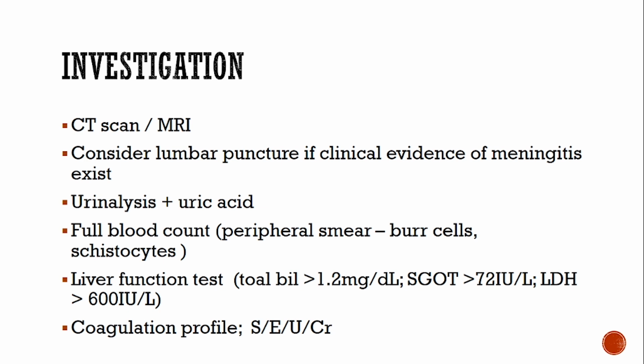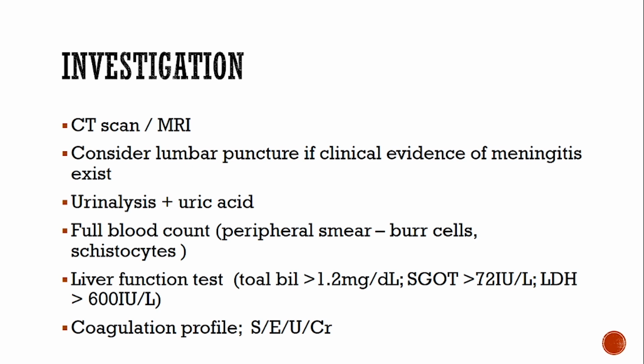For the full blood count, remember to look at the peripheral smear and look out for burr cells and schistocytes. Liver function test is important. Total bilirubin greater than 1.2 milligrams per dL, or the liver enzymes greater than 72 international units, or LDH more than 600. These are all classic features in keeping with HELLP syndrome.